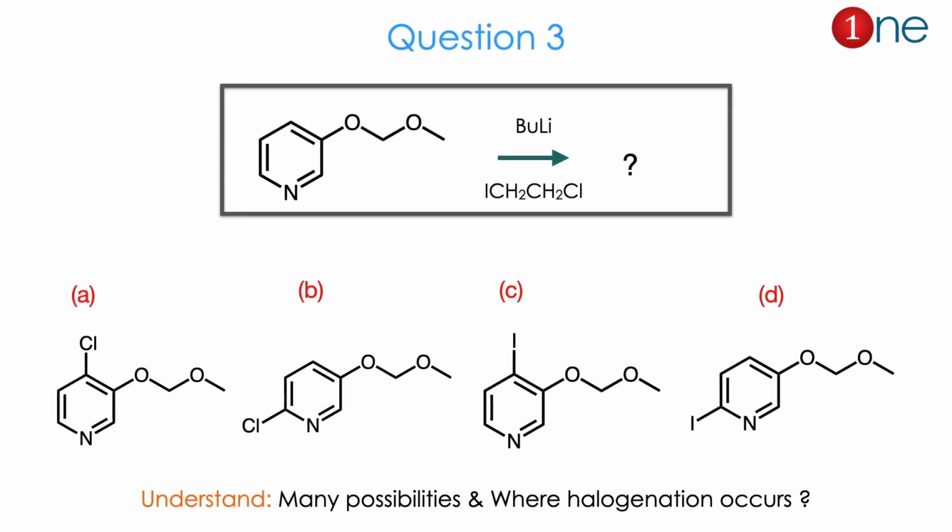Then question number 3. The starting material is pyridine attached with a side chain which contains a diether kind of architecture. Oxygens are placed alternately. You are using butyl lithium and iodochloroethane. They ask you to find the products. Products are mostly halogenated, whether chlorine is attached there or iodine is attached there. The position of chlorine differs, which is 2 and 3, as well as iodine also placed in 2 and 3. So you have to judge the product, chlorine or iodine attached, and where it is attached. So from the question you have to understand there are many possibilities of where and which halogenation happens in the reaction.